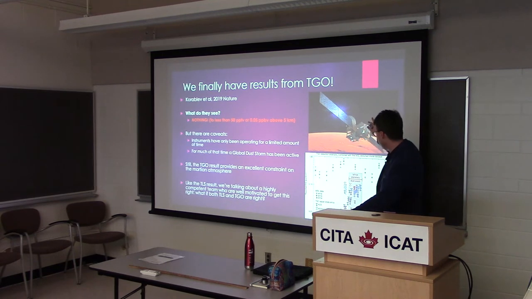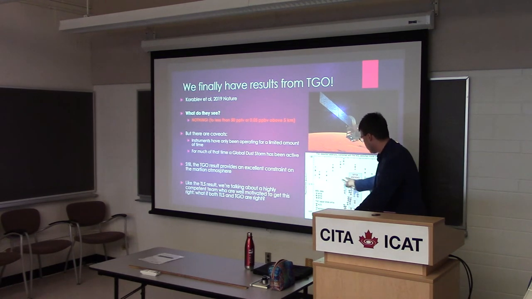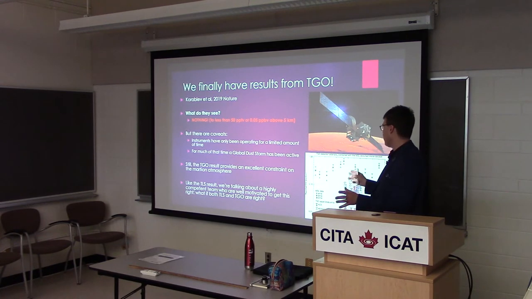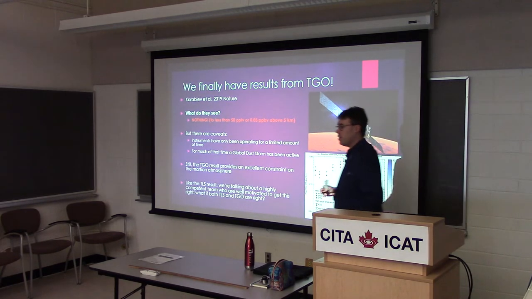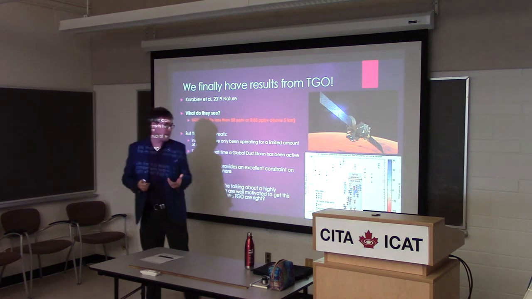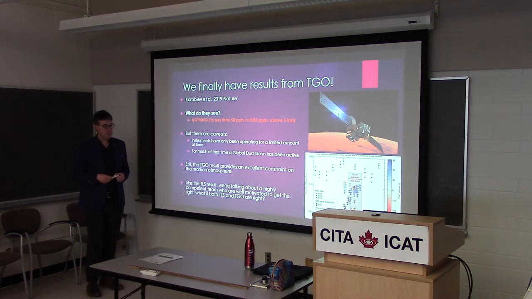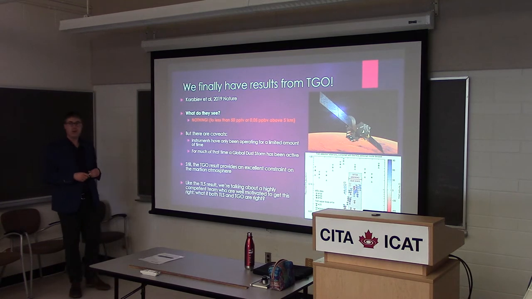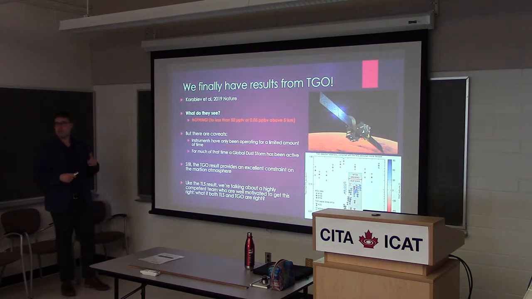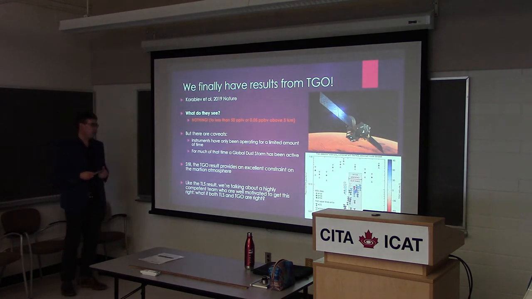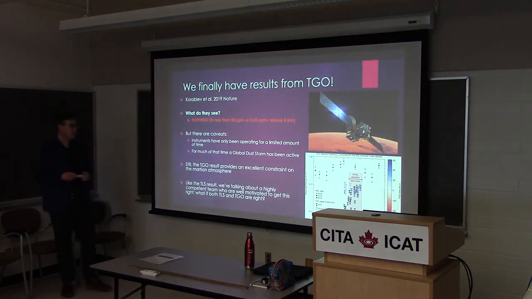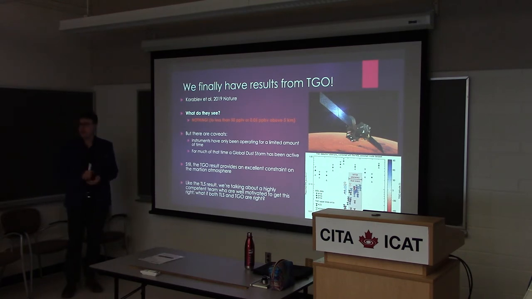Here's the spacecraft, and all of the downward pointing arrows are the measurements being made by the TGO. There are some caveats. First of all, those instruments have only been operating for a limited amount of time. We haven't had a whole Mars year yet. And for a lot of the time, a global dust storm has been active. That's the gray area there, which really plays with atmospheric dynamics, and it means that the spacecraft can't look very deeply into the atmosphere. At the same time, the TGO does provide an excellent constraint on what's going on, I feel. And like the TLS result, we are talking here about a team that was very highly motivated to get this right, and we are talking about people who are world experts in this particular topic.